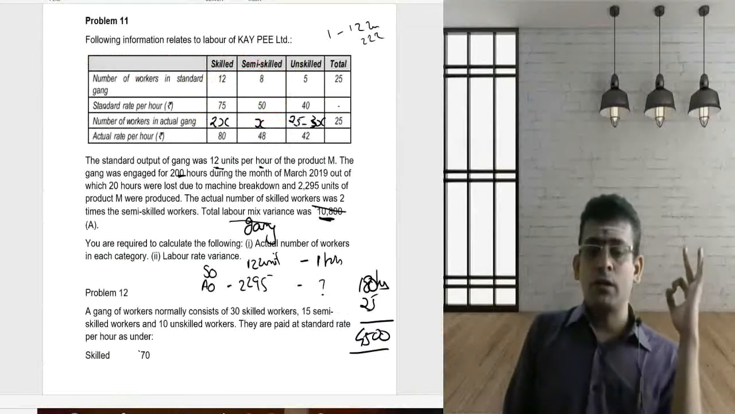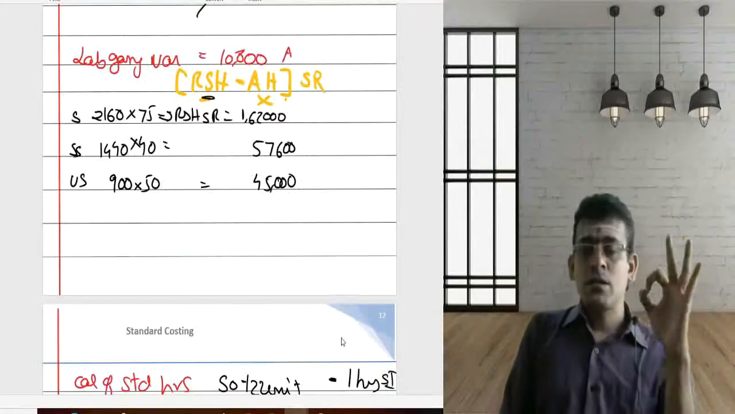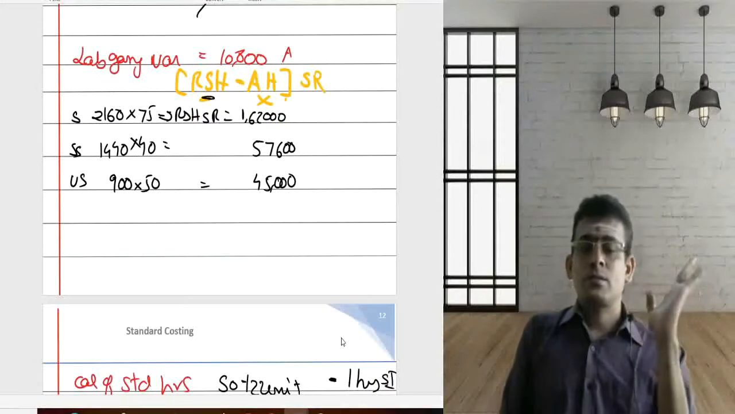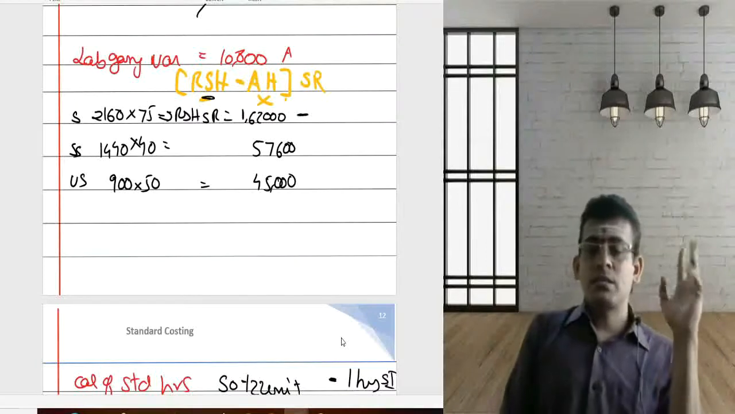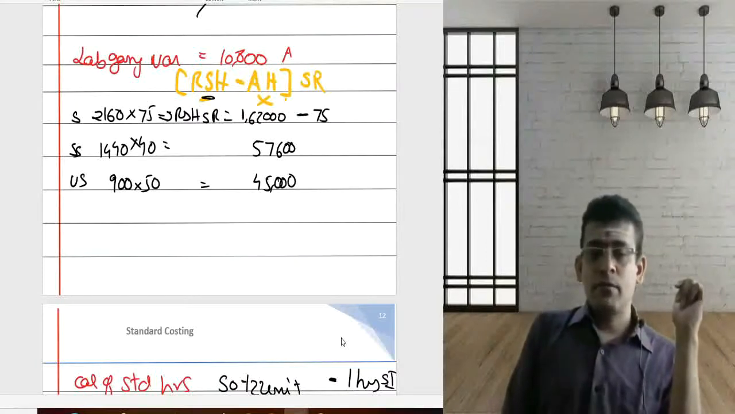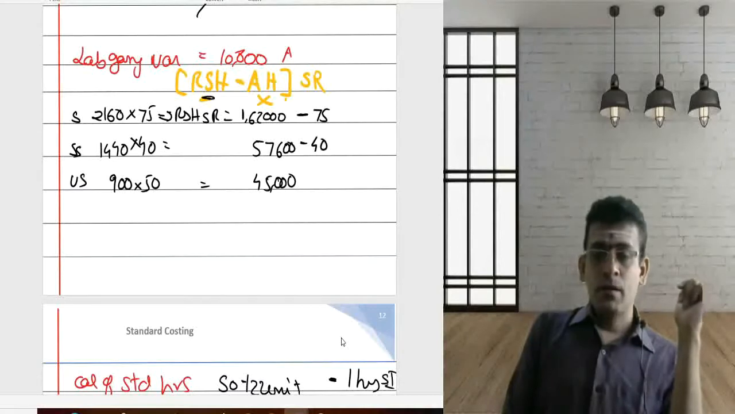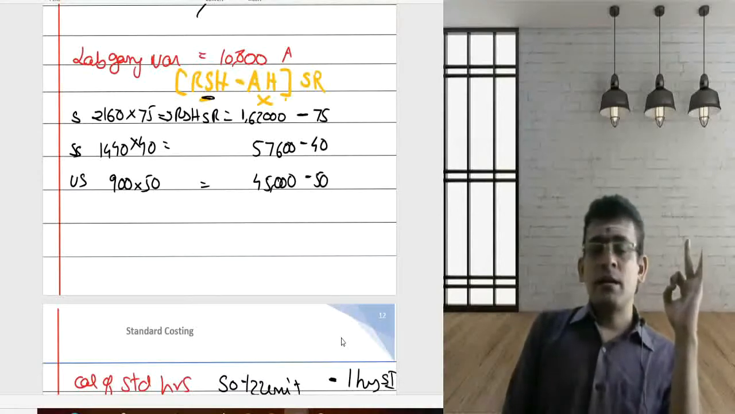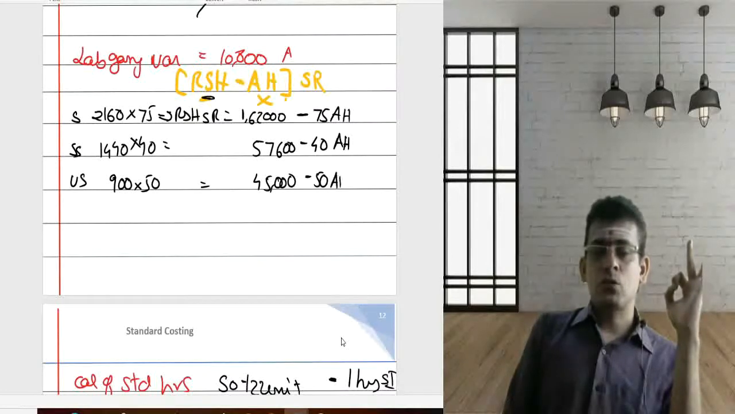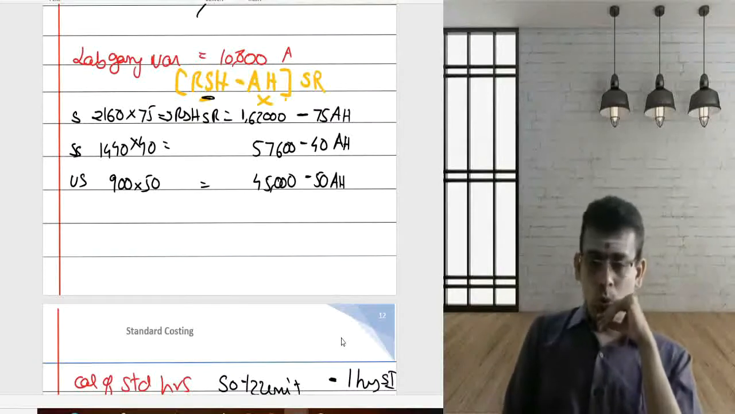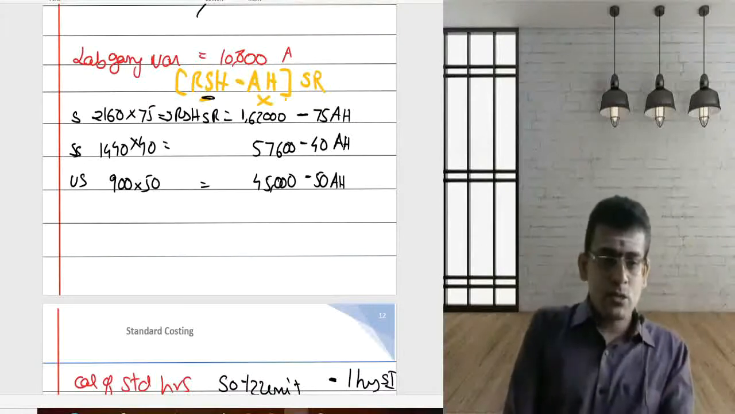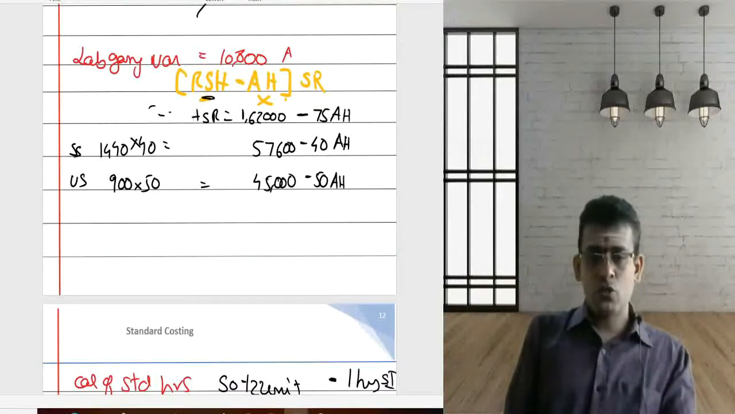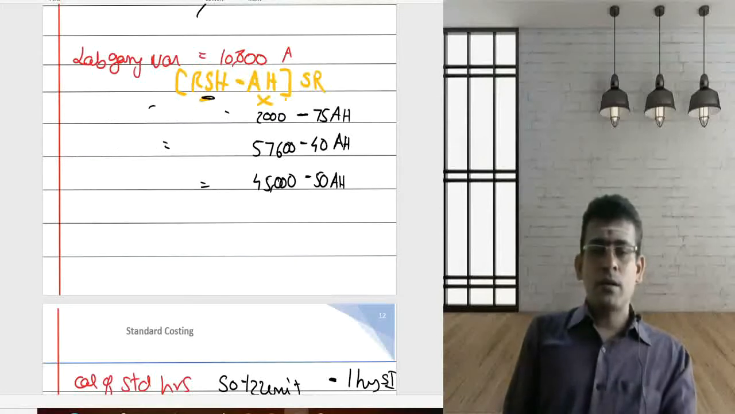75, 50, and 40. So now, as you know the revised standard hours, you have to find out your RSH into SR minus actual hours into standard rate. AH I don't know, but SR I know. What is my SR? 75, 40, 50. So standard rate into actual hours. This actual hours you don't know. But I can simplify this. What I will do, I'll just write it below so that we will have sufficient place to finish this off. Okay. So now we got the required values.